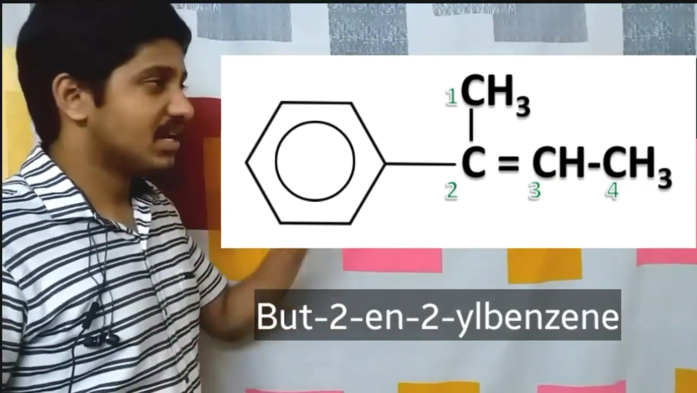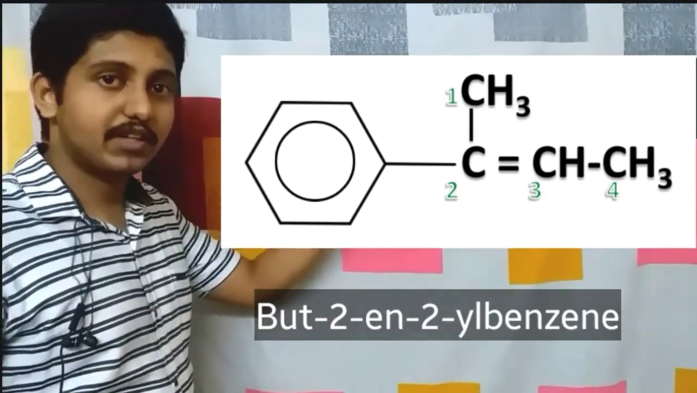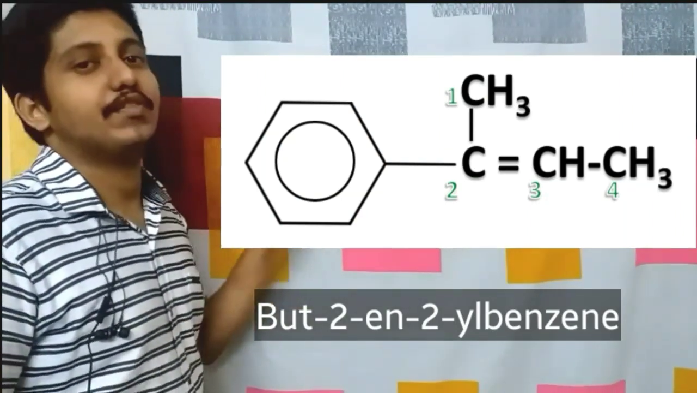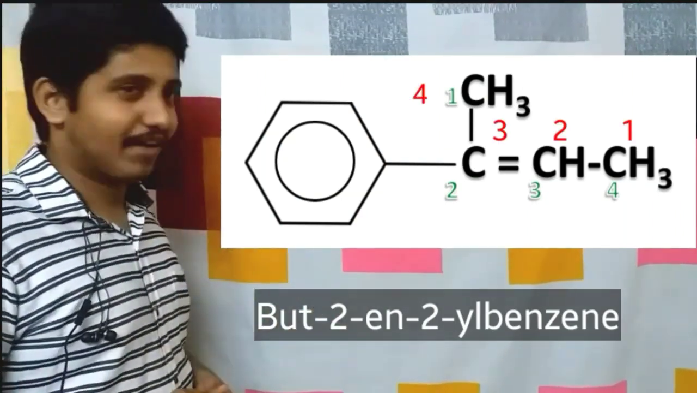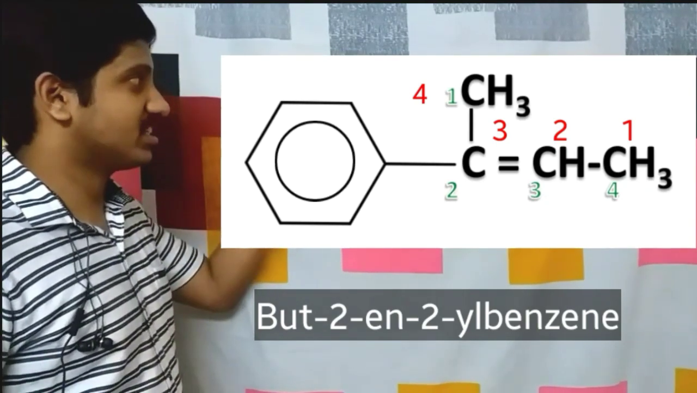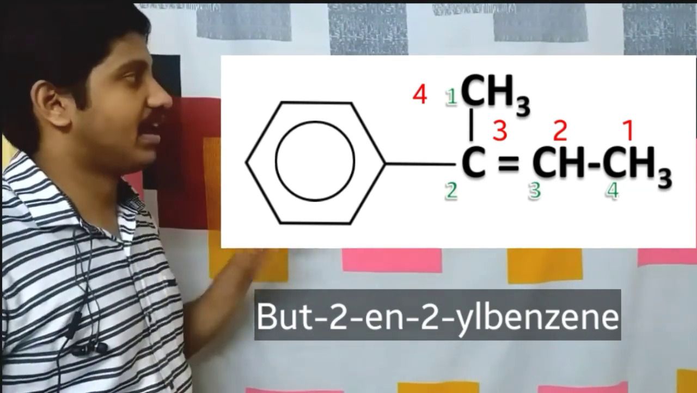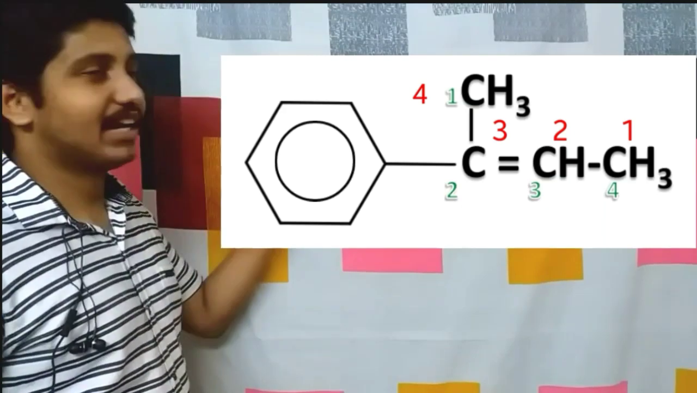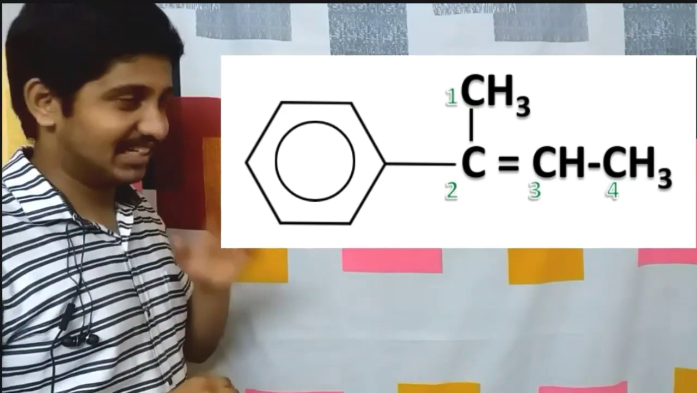2-phenylbut-2-ene. This is because the second carbon of the butane is attached to the phenyl. And also be careful with the numbering order. The correct numbering is as per green and not as per red. That is, the phenyl group, that is a branch, should be given the least position.